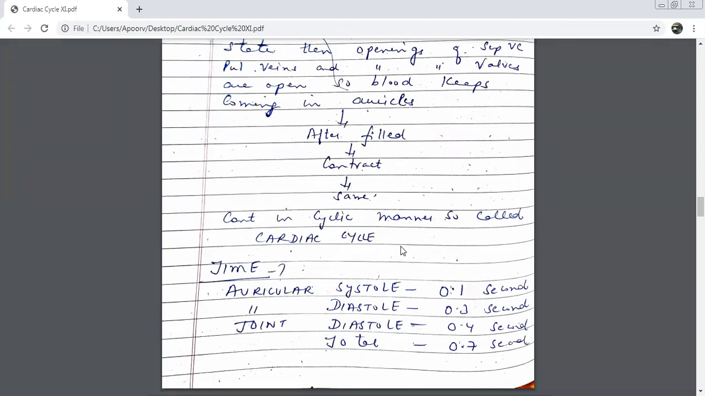In the first stage, nothing, beta, auricles are contracting. Let's start from there. Auricles are contracting. So when auricles contract, from where was blood coming into the auricles? Let me discuss that with you. Tell me first.